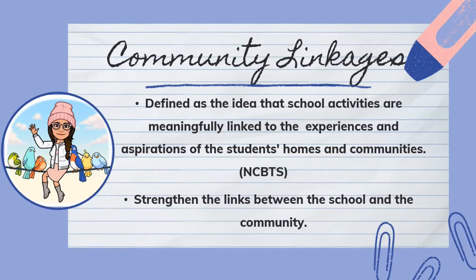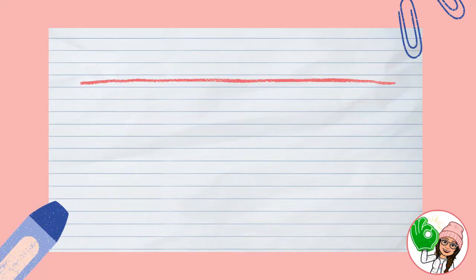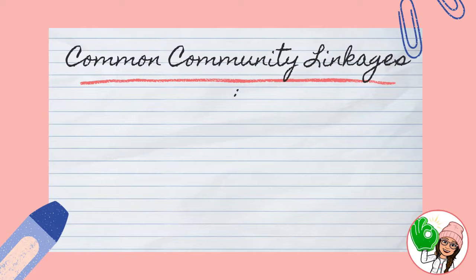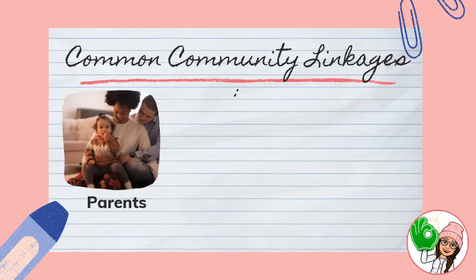Now that we have learned the definition and the concept behind the sixth domain, we shall now identify a few linkages that are commonly found within our locality. Of course, the first one are the parents. They are responsible for the development of values, attitudes, and habits of their children. Parents are also considered as advocates for their child's educational experience.